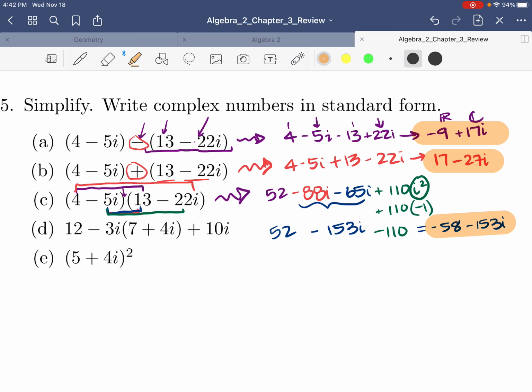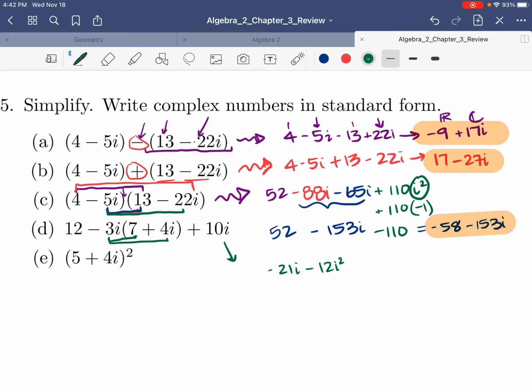Moving on to part D. Part D has got a little bit of addition, a little bit of multiplication. It's just got a hodgepodge, a cornucopia of math over here. So we're going to go negative 3i times 7 is negative 21i. And we have negative 3i times the 4i. That's going to be negative 12i squared.